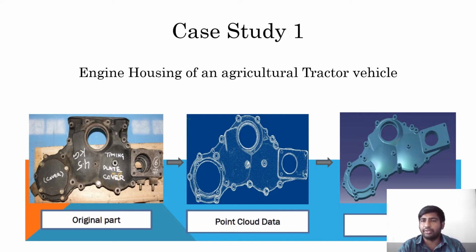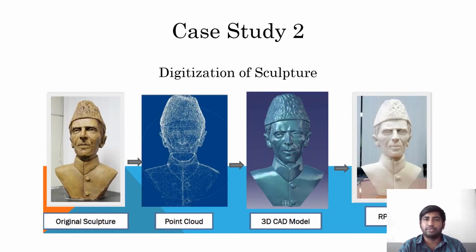The CAD data will be transferred into any CAM machines or rapid prototyping techniques. The prototype or final part will be created using that CAM software, CAM machines or RP machines. Okay, so this is case study 1, engine housing. So let's move on to case study 2.